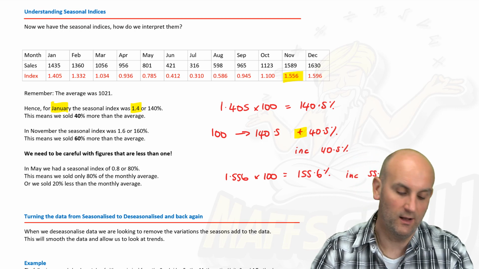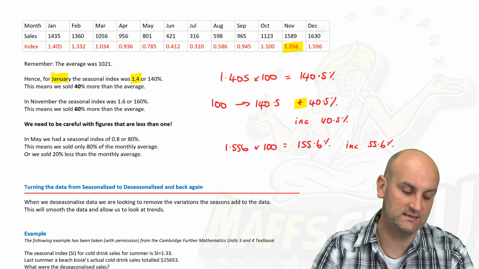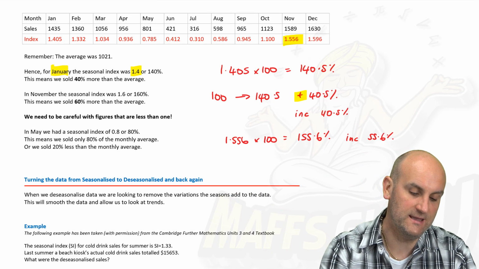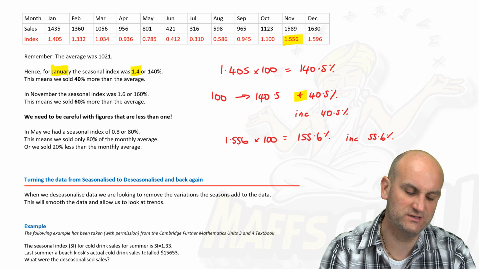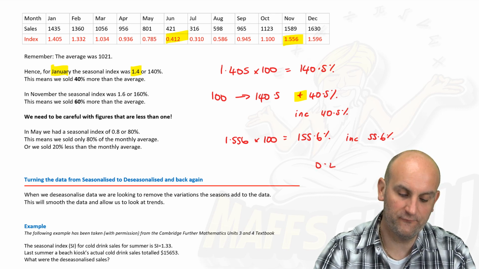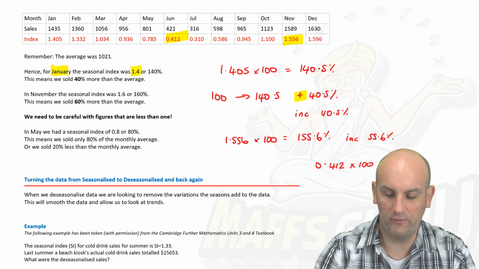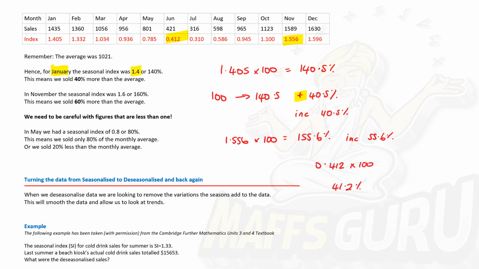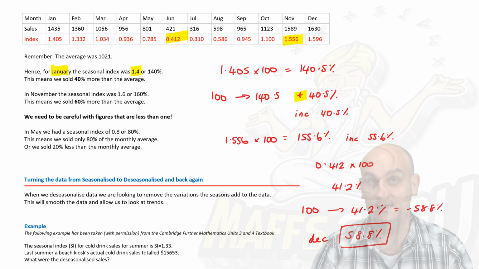The ones that trick people are the ones that are less than 100, and we need to be careful here. May, as I already worked out before, let's choose a different month. Let's choose June. In June, we had 0.412, times that by 100 gives me 41.2%. How do I go from 100 to 41.2%? I am going to take away 58.8%. And because we are taking away 58.8%, it means that is going to be a decrease, because a minus means a decrease.